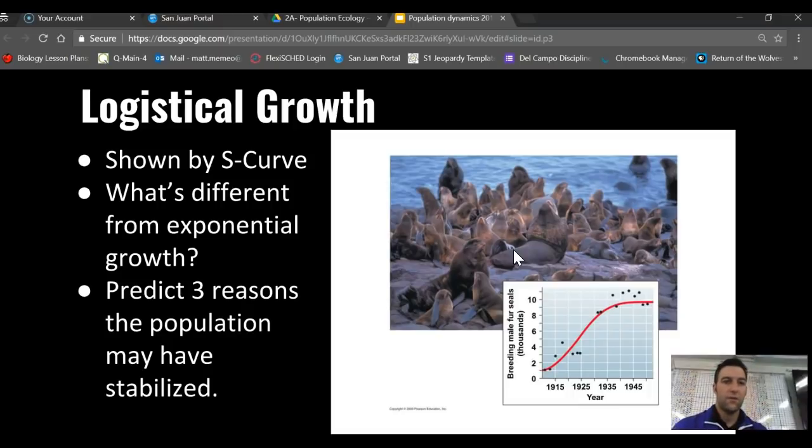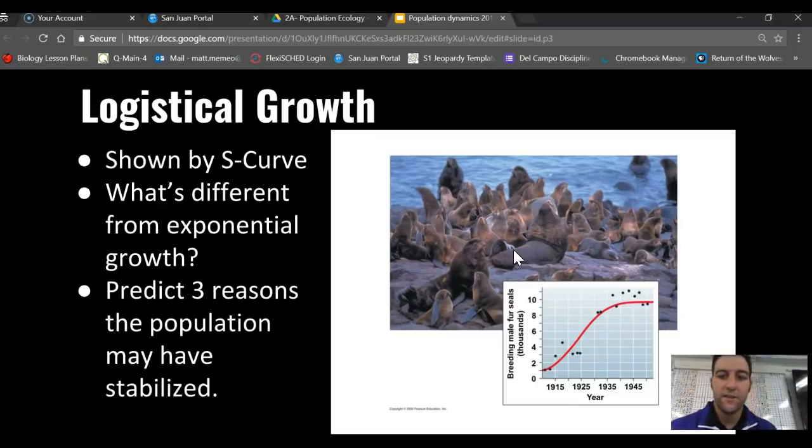Logistical growth, we look at logistical growth on the other hand. If we look at the beginning part of that graph, we're going to see an increase in the population, but at some point it's going to level off and it's going to be represented by an S-shaped curve. Okay, so if we look at that second question, what is the difference from exponential? Okay, it's going to level off, right?